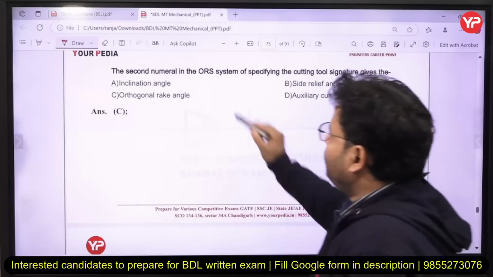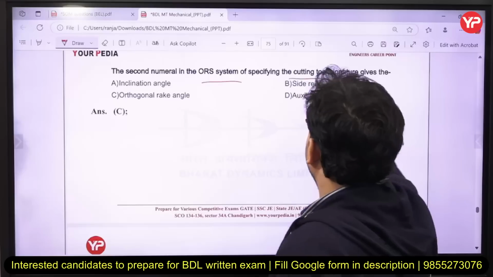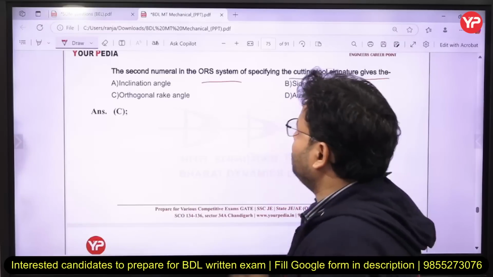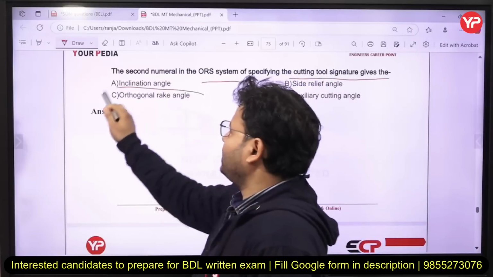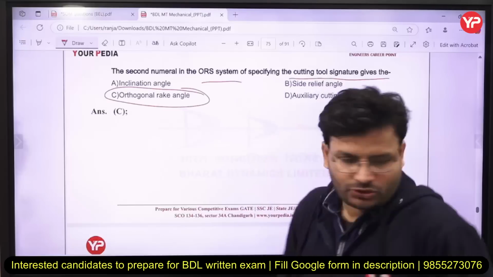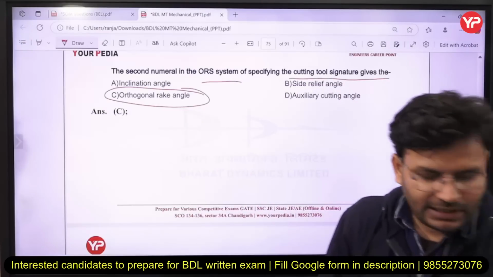The second number of the ORS system, specifying the cutting tool signature, gives the orthogonal rake angle.